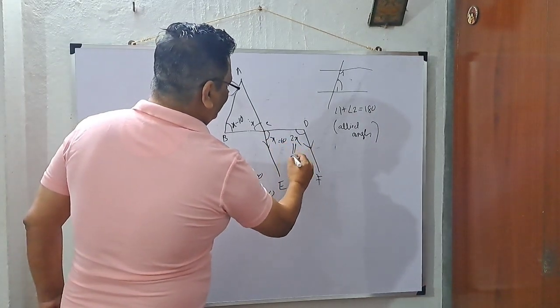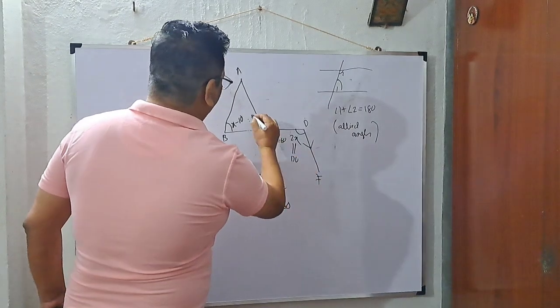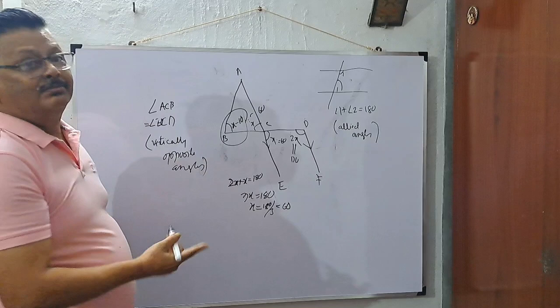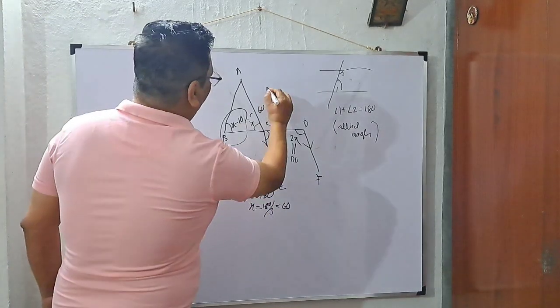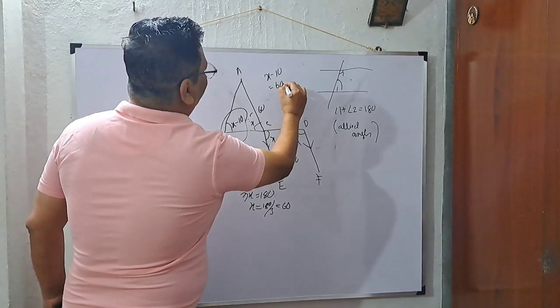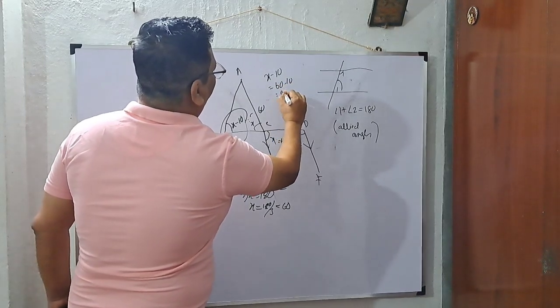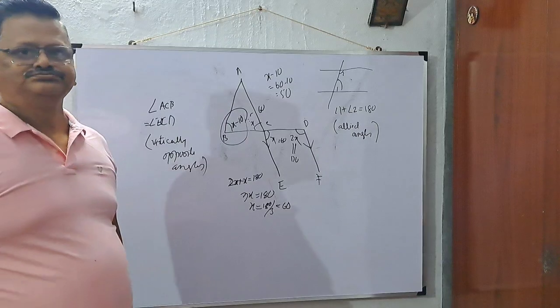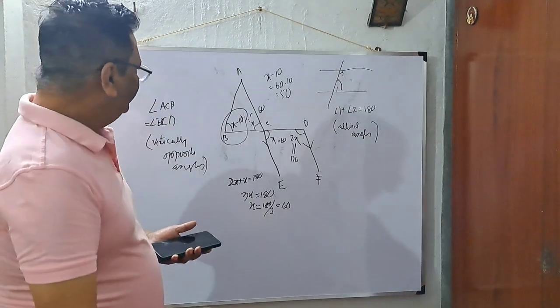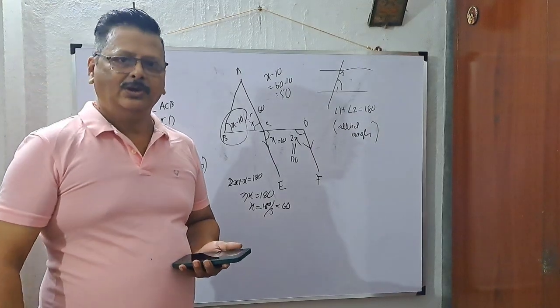This we get is equal to 120 degree. This is 60 degree. Now this is 60, so x minus 10 is equal to 60 minus 10, which is equal to 50 degree. Is that clear? Hope I'm clear. Right? I think we can do one more sum.